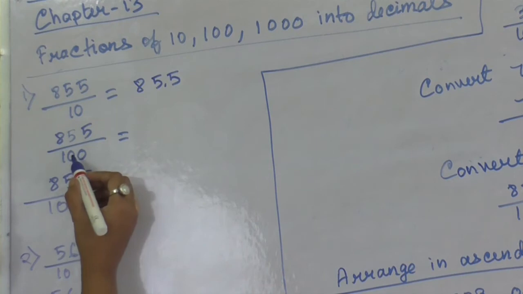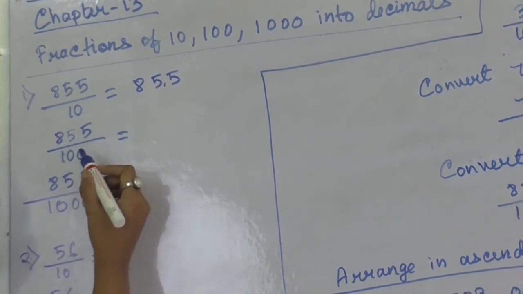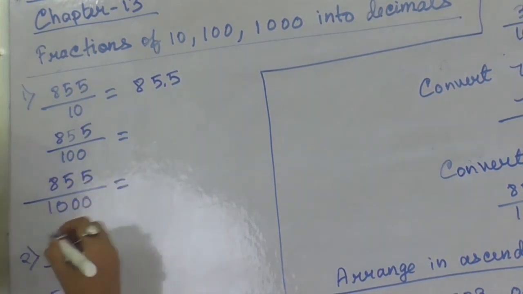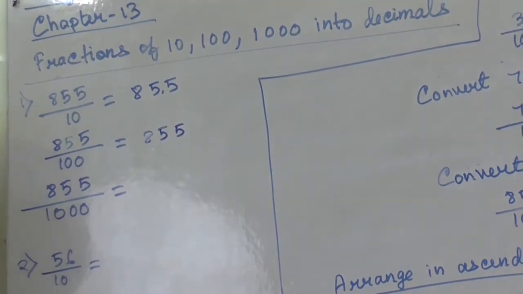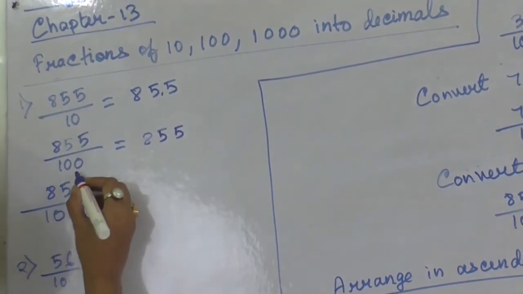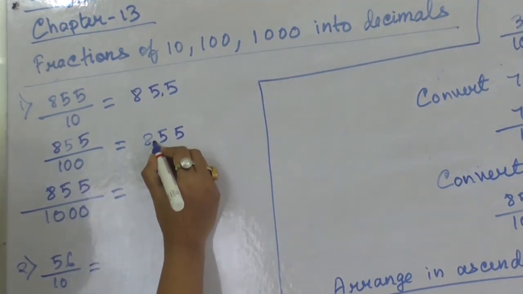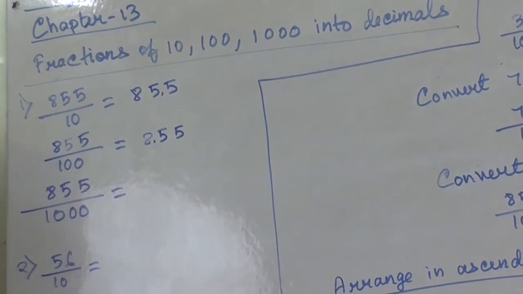Next, another fraction is given, 855 divided by 100. You have to convert this fraction into a decimal. You can see that 100 consists of two zeros. So you write this 855 again as usual. Since 100 consists of two zeros, you put the decimal point before two digits from the right hand side. So the answer is 8.55.